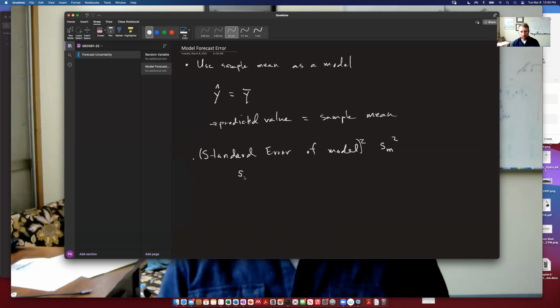And this, we can just say that the variance of the model error is equal to the sum for all observations of the flow that year, the observed flow that year, minus the modeled, which is y bar. And we're going to square these. And we're going to divide this by n minus 1, the number of observations. All right, so then the standard error is just the square root of the standard error squared.